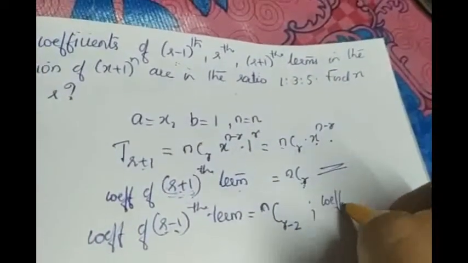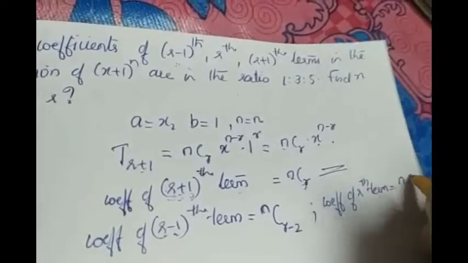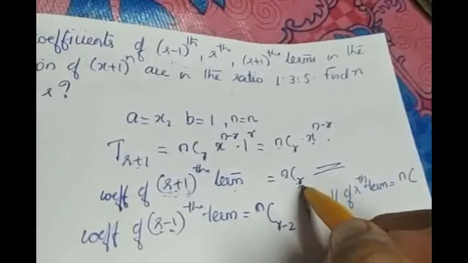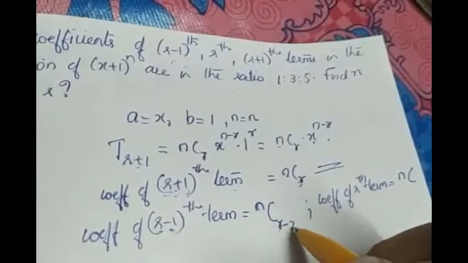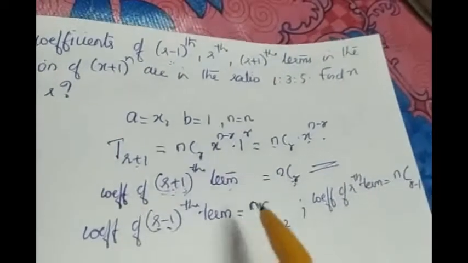Again we need the coefficient of the rth term, isn't it? The coefficient of the rth term, how can we write it? Here r+1 became r, and r-1 became r-2. So r must become r-1. So we got all the coefficients.